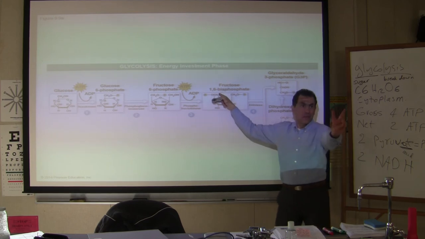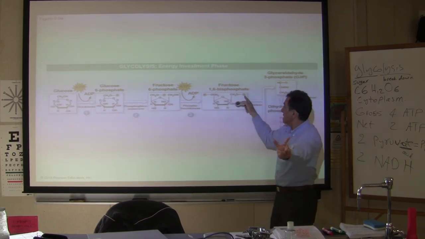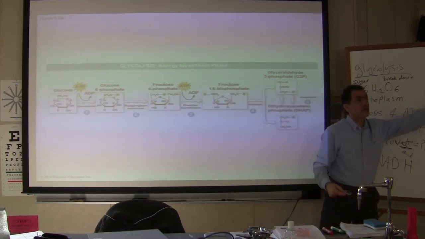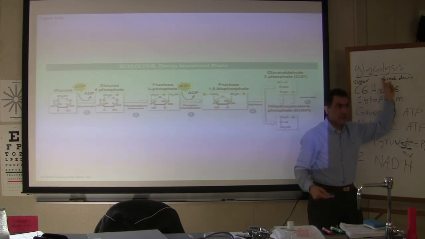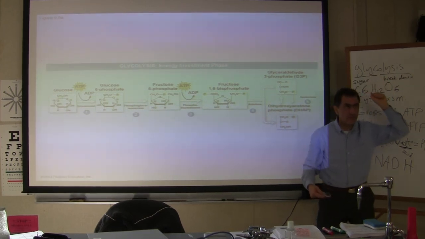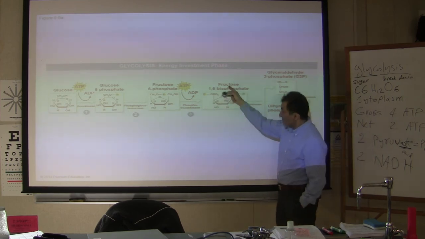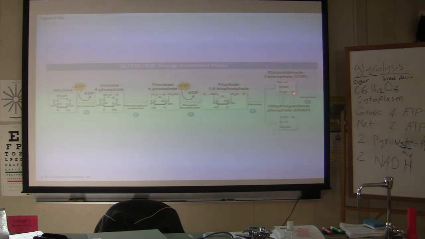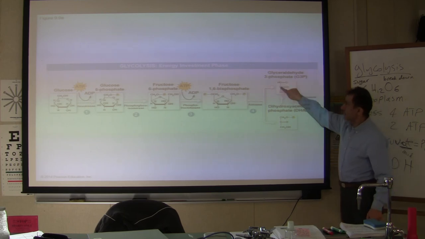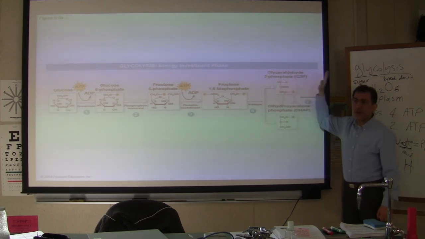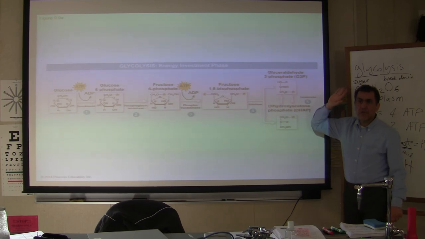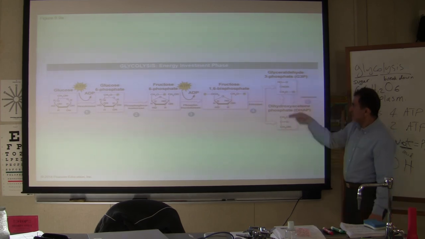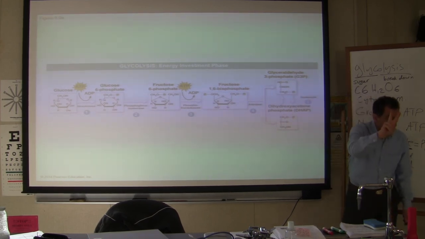Bi means what? 2. Where did you get the second phosphate? Another ATP. So you invested 2 ATP into glycolysis. Am I making some sense? Catherine, are you with me? Everybody's with me. So fructose 1,6-biphosphate breaks down to glyceraldehyde 3-phosphate, 2 of them. How many carbons does glyceraldehyde 3-phosphate have? 3. How many did you make? 2 of them.